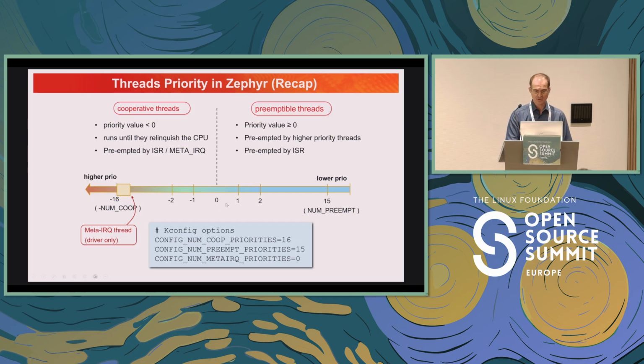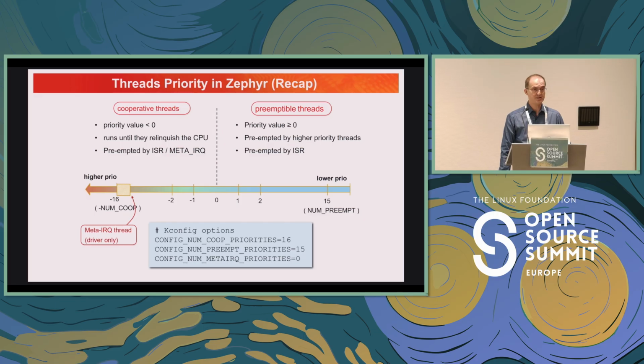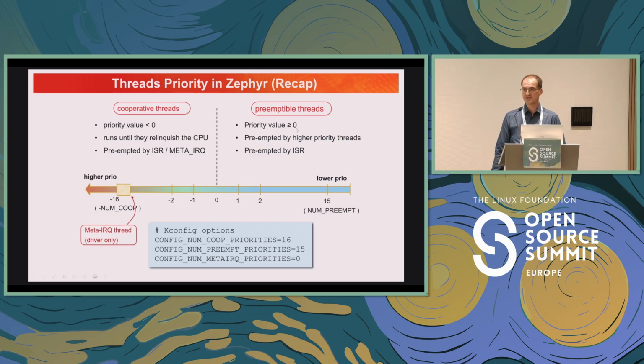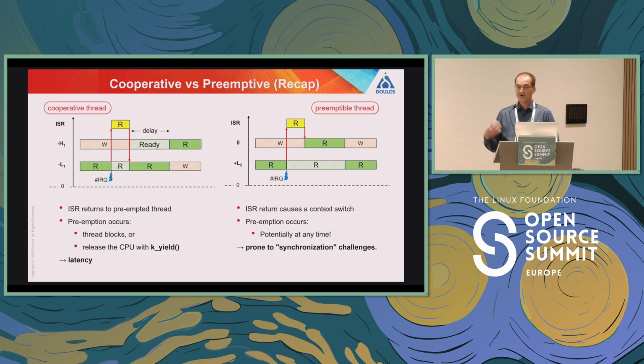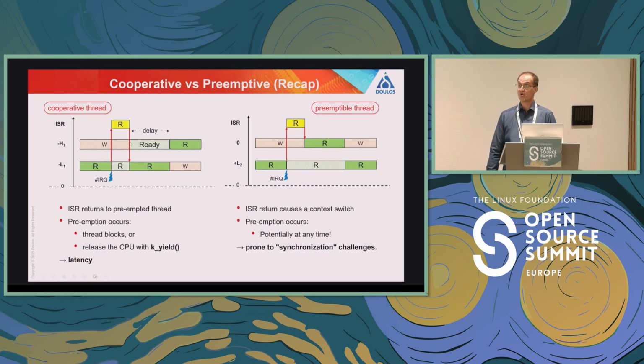So first of all, a short recap. In Zephyr, we have 2 kinds of thread, preemptible thread and cooperative thread. The preemptible thread has a positive or 0 value for the priority, whereas cooperative thread have a negative value. And the lower the value, the higher the priority. And the difference between preemptible thread and cooperative thread is what happens if you have a thread here running and there is an interrupt service routine that makes a higher priority thread ready.